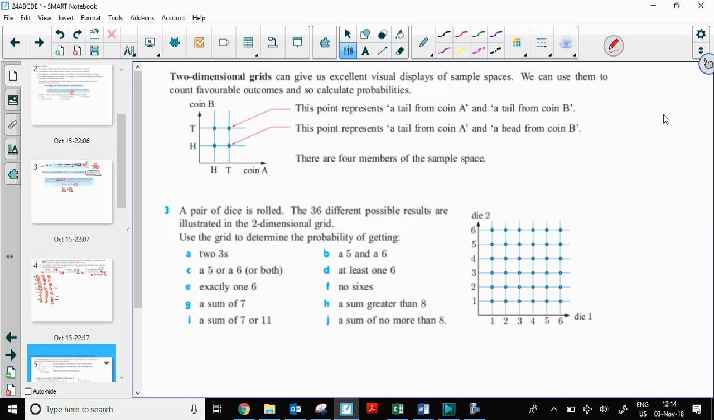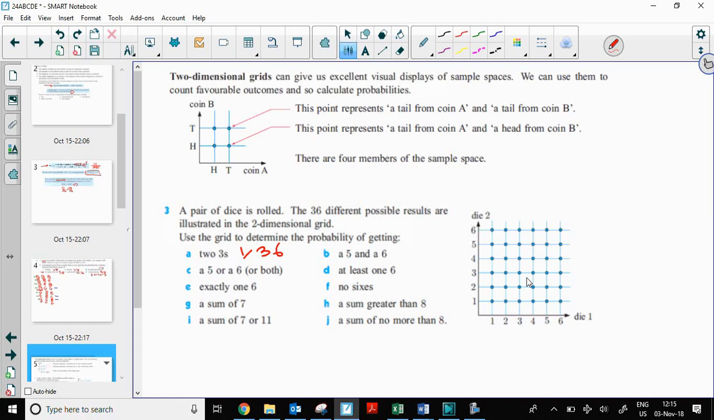Anyway, let's use the grid below to answer this particular question. What's the probability of getting 2 3s? Well, 2 3s is just this point, right? That one right there is the one I'm aiming for. And that's 1 event out of a grand total of, well, this grid is 6 by 6, so that's 36. So we got 1 out of 36 for that one.